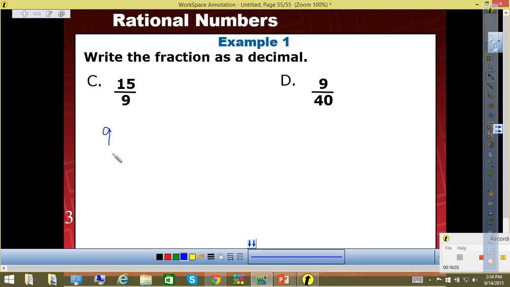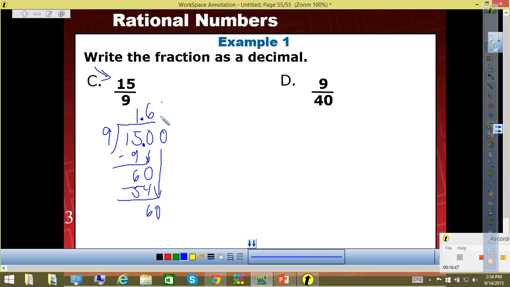9 is outside the box. So if your cousin comes and drops it like this, which one goes farthest to the right? The 15, that goes in the box. So, does 9 fit in here? How many times? 1, subtract, that's 6. Are there any other left over? No, put a decimal, bring down the 0. How many times does 9 fit into 60? 6, 54, and we're left over with?